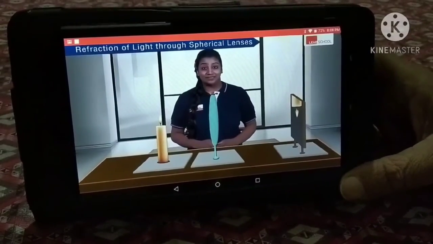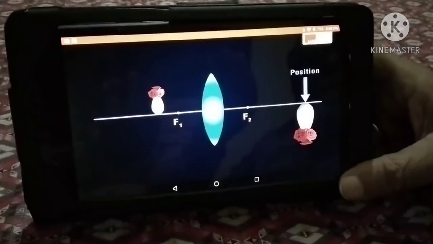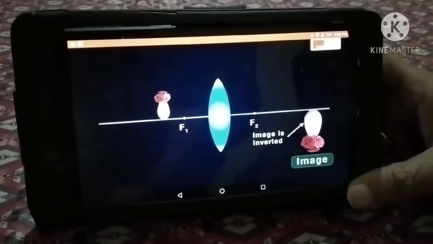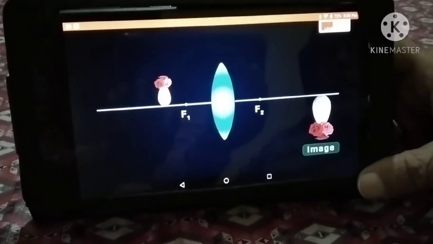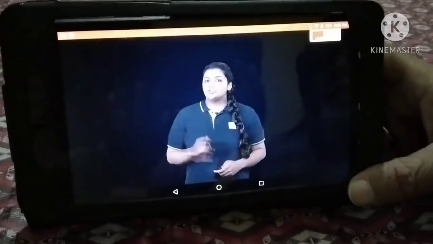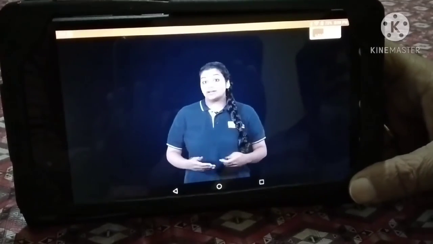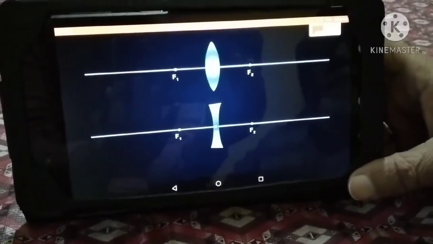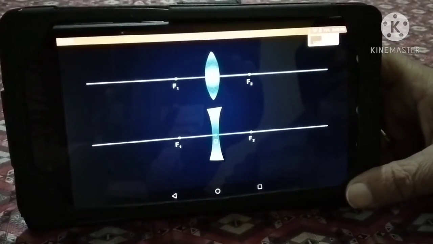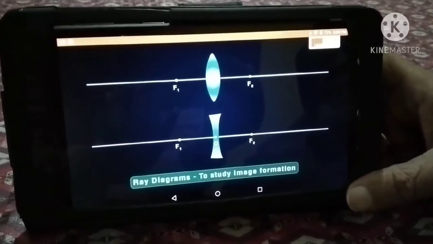These examples suggest that the position, the size, and the nature of the image formed depends on the placement of an object with respect to the lens. To understand this relation with more clarity, let's study the image formation by convex and concave lenses using ray diagrams.